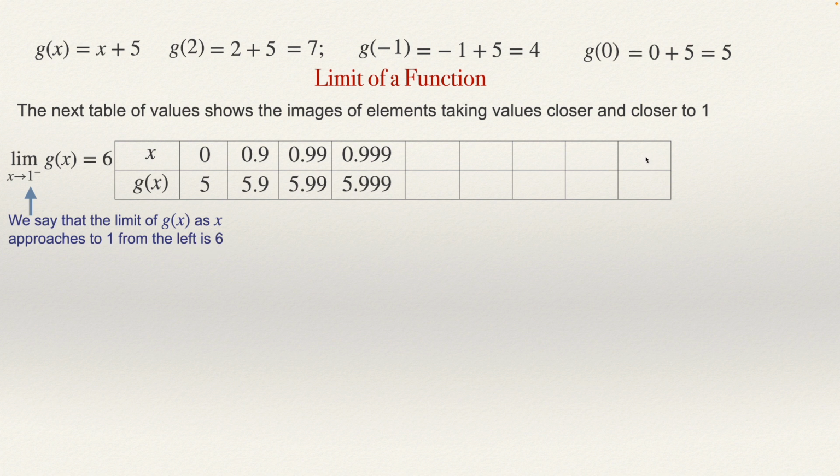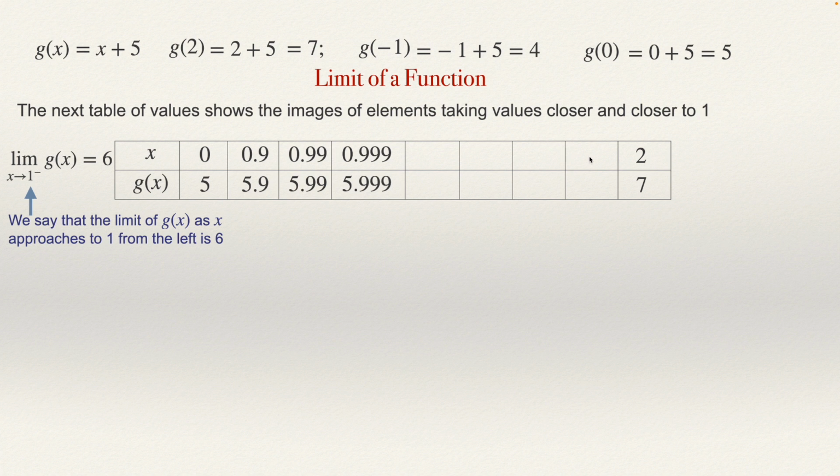But what happens if x approaches 1 from the right? It means taking values greater than 1. For example, number 2. If I take number 2, making a substitution here will be 2 plus 5, it will be equal to 7. So the image of 2, we know that it's 7. So g(x) takes the value of 7 when x takes the value 2.